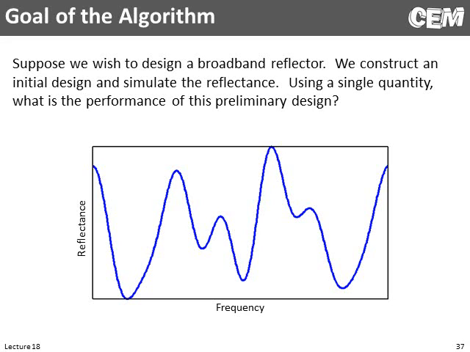So suppose we want to design something that reflects over a very, very broad band. So what we're looking at then is we want this reflection curve to be really, really high over as large a frequency range as possible. So we'll pick a design, we'll simulate it, and we get this ugly reflection spectrum. How do we analyze this to figure out how it's reflecting?